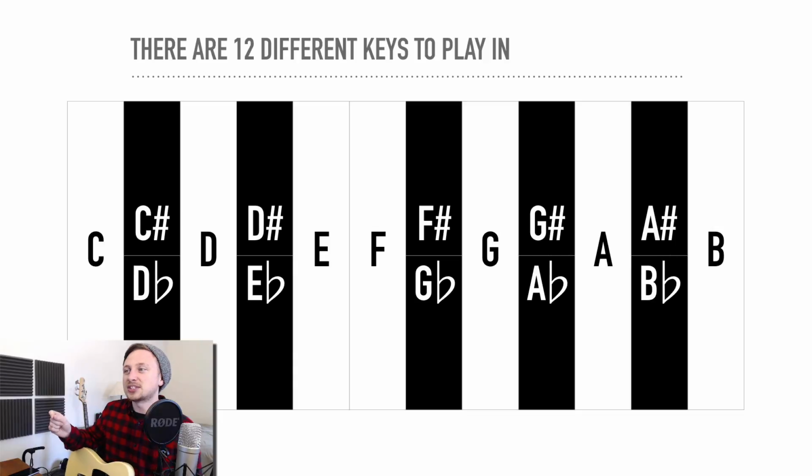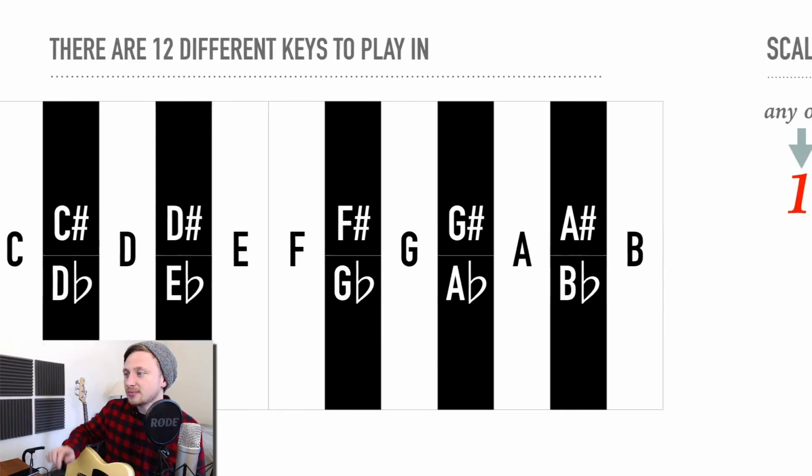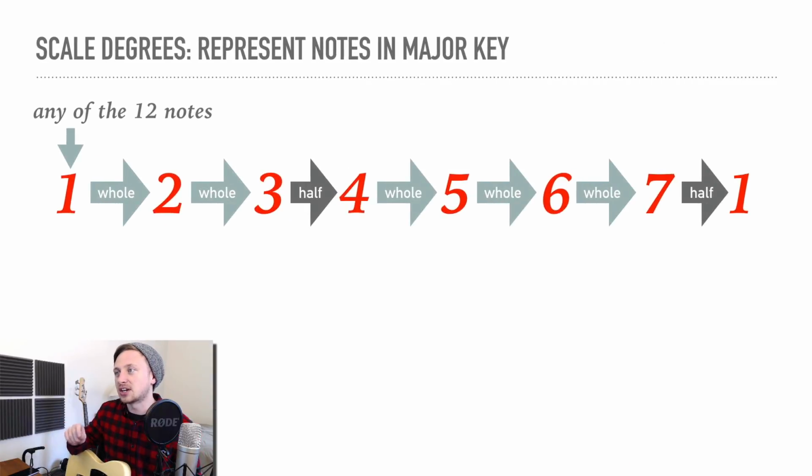So there's 12 different notes in our musical alphabet. We've covered that. That means there's also 12 possible major scales. Well, you guessed it. That means there's also 12 possible major keys. Okay, so here's again our major scale and the scale degrees. And of course, you put whatever of those 12 notes you want up front, and that gives you your major scale.